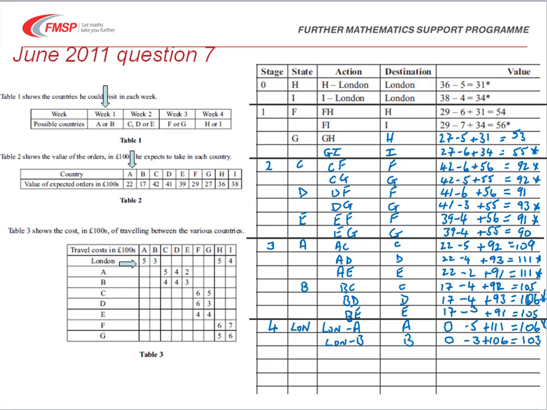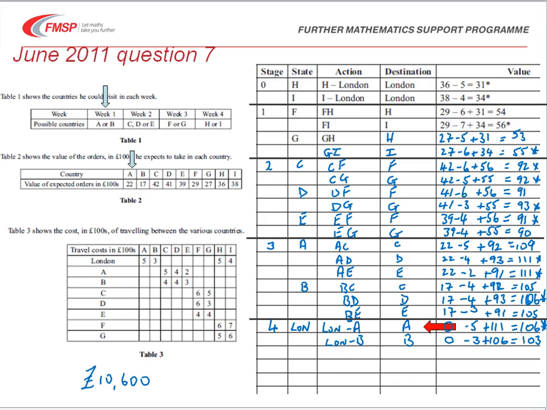Therefore, our optimal route is going to give us a final value of 106. And remember, that's 106 hundredths, so it's 10,600.